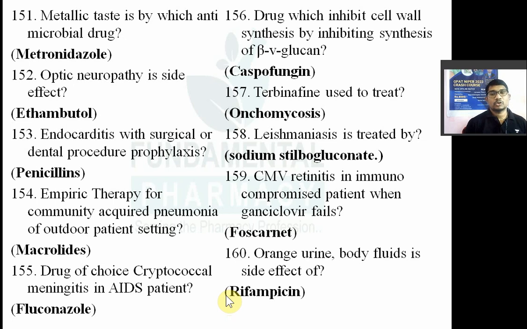Now what is the mechanism of action of rifampicin? Rifampicin inhibits the DNA dependent RNA polymerase. It causes orange coloration of urine and body fluids. It is a first line drug used in the treatment of tuberculosis.